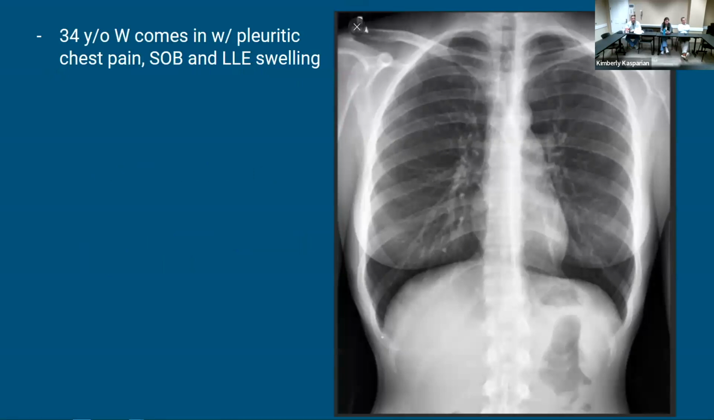So let me do that. Okay, all right. 34-year-old woman, pleuritic chest pain, shortness of breath, unilateral leg swelling. Anybody want to take a stab?